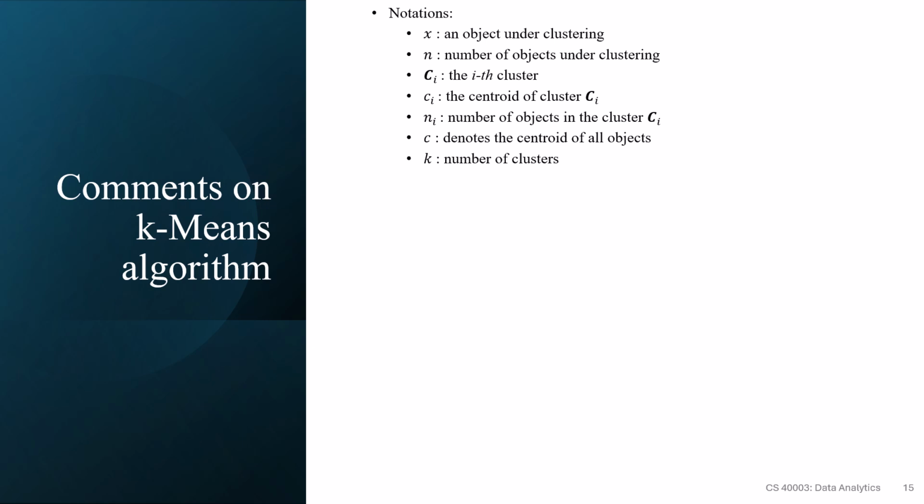Some of the notations used in this algorithm: X is an object under clustering, small n is the number of objects under clustering, capital Ci is the ith cluster, that is, i equals 1 means cluster 1, then cluster 2, cluster 3 like that. Small ci is the centroid of the cluster capital Ci, and Ni means the number of objects in the particular cluster. Small c denotes the centroid of all the objects. K stands for the number of clusters.